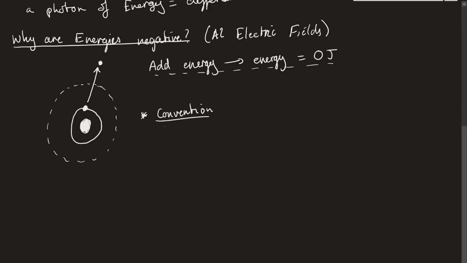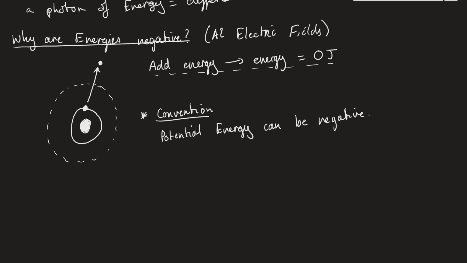And so as a general rule, potential energies can be negative, okay? So if you had gravitational potential energy, that can also be negative. But kinetic energy, mass energy, thermal energy, these things can't be negative, okay? So potential energy can be negative. And that's just because we can add in potential energy to something and get it up to be 0 joules of regular energy.